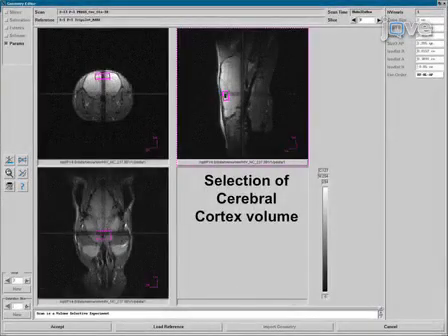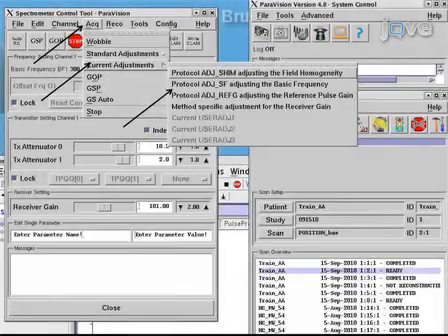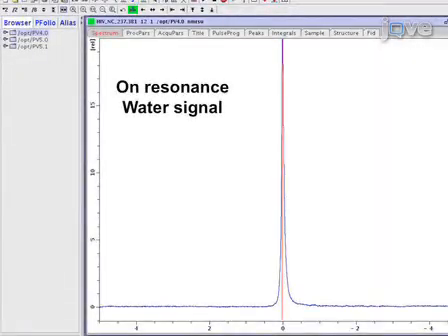Next, acquire MR spectroscopy. Locate the region of interest on previously acquired images. Perform shimming on the selected region. Then, optimize the power of the water suppression pulses, measure water frequency to ensure on-resonance water signal, and acquire a short test spectrum to provide quality control.